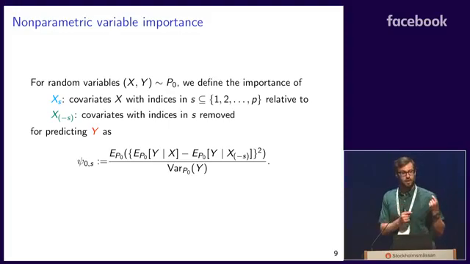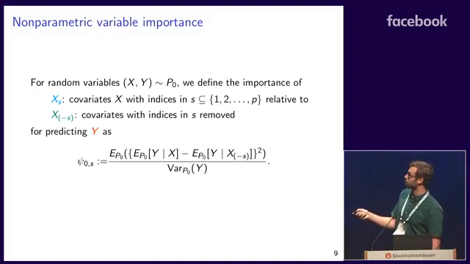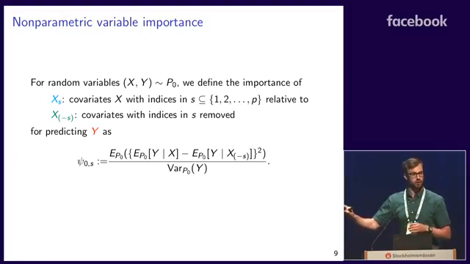So the importance of X sub s relative to X minus s for predicting our outcome, we're defining in this way: it's the average squared difference between the full conditional mean, given all covariates, and the reduced conditional mean, where I've removed the covariates that I'm interested in.